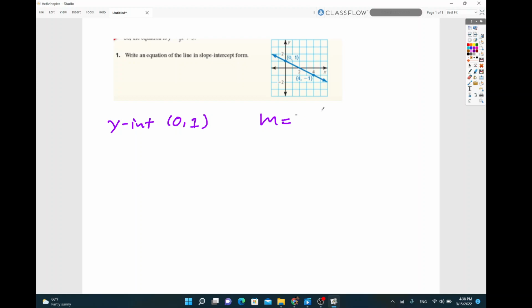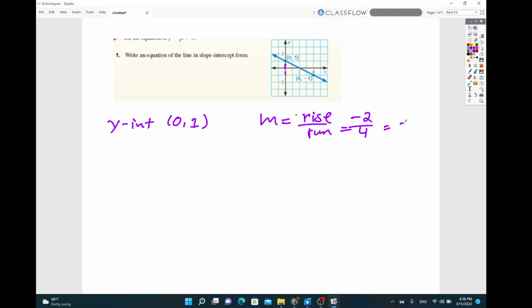Using the slope formula, which is rise over run. If the graph is given, we can always count from this point to this point. As you can see, the rise would be -2, so 1, 2 units down. And then the run would be 1, 2, 3, 4 units to the right. So rise over run is -2 over 4.